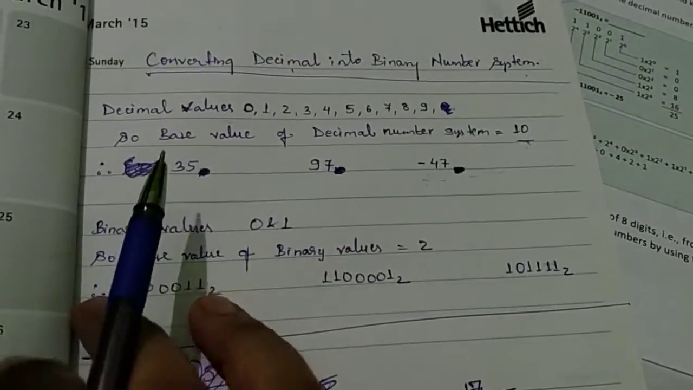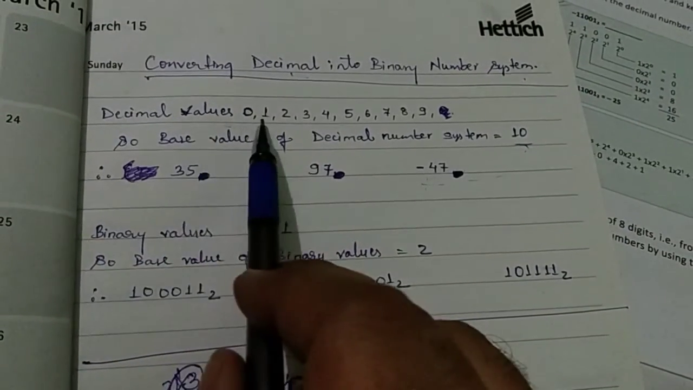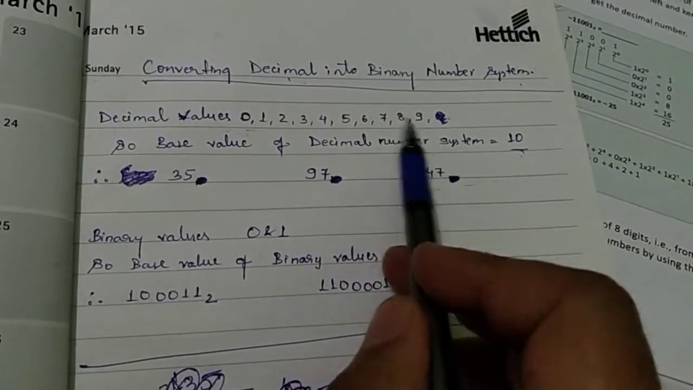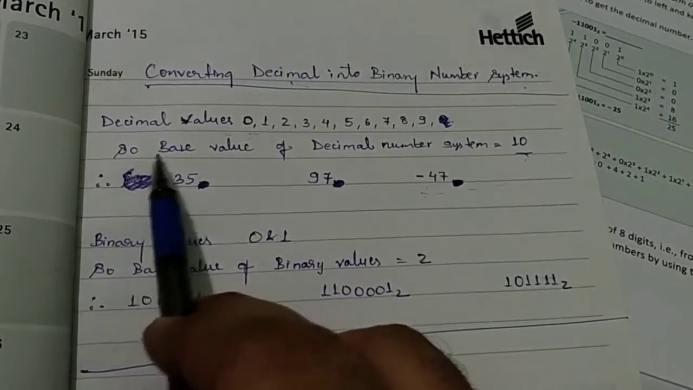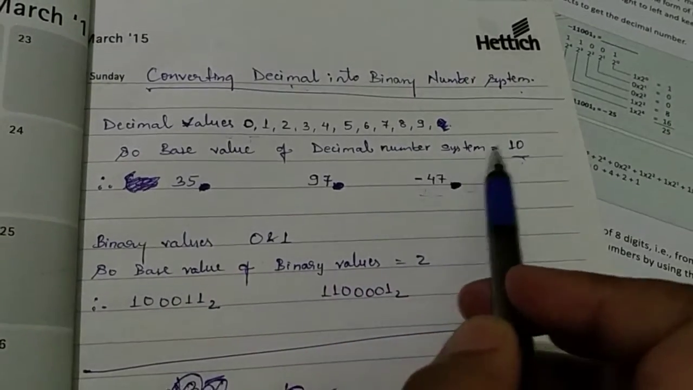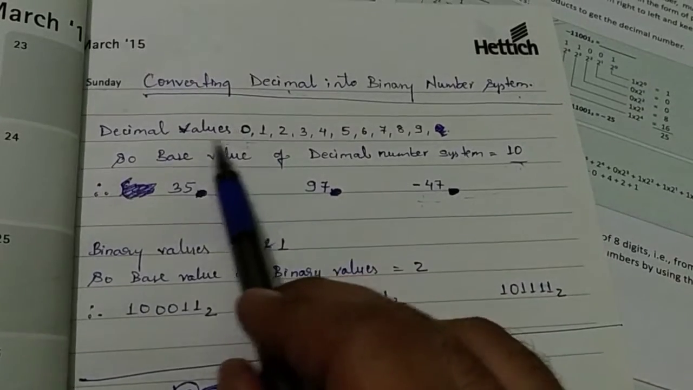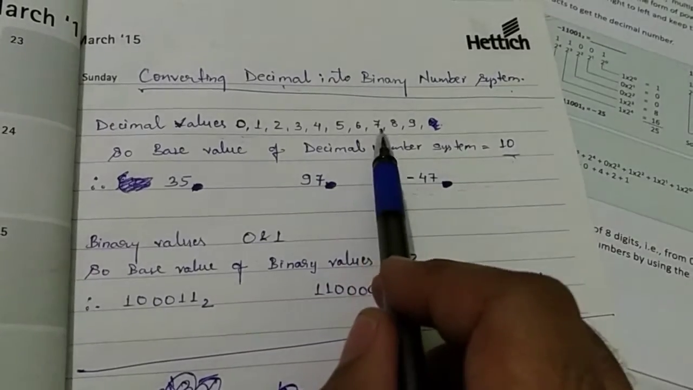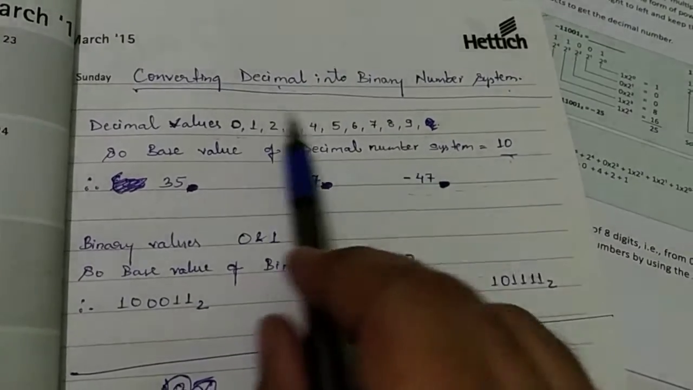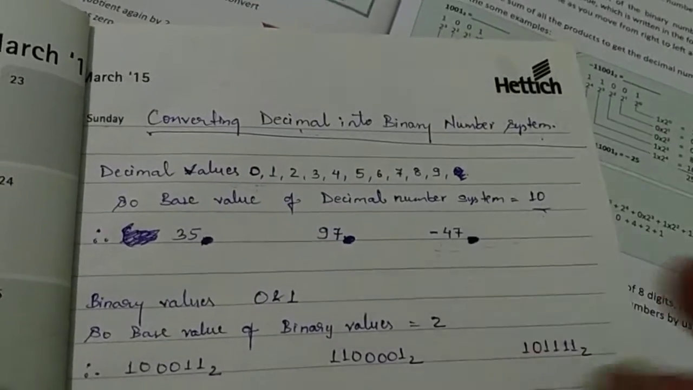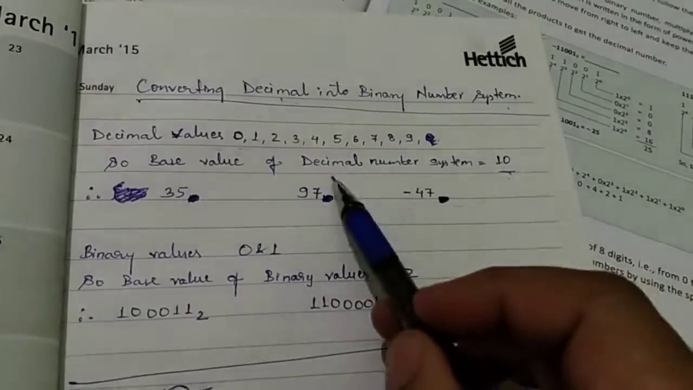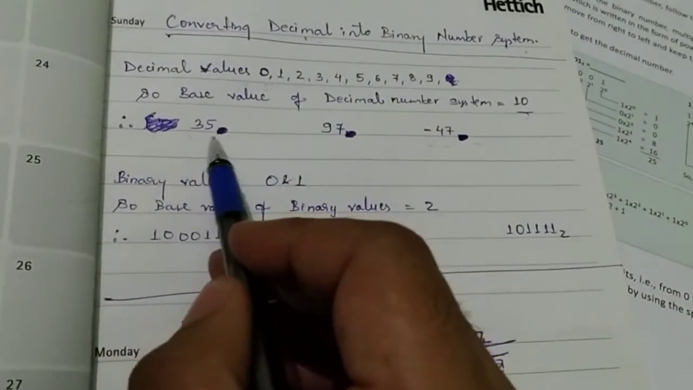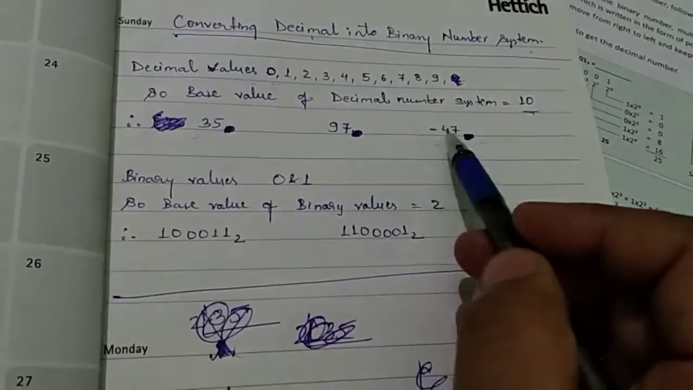First of all, we are going to see what decimal numbers are. Decimal values are the values from 0 to 9. All these 10 values are called decimal values. Therefore, the base value of a decimal number is 10. Why is it 10? Because in decimal values there are 10 digits: 0, 1, 2, 3, 4, 5, 6, 7, 8, 9. As there are 10 digits, the base value of a decimal number is 10. Some examples of decimal numbers are 35, 97, 47.